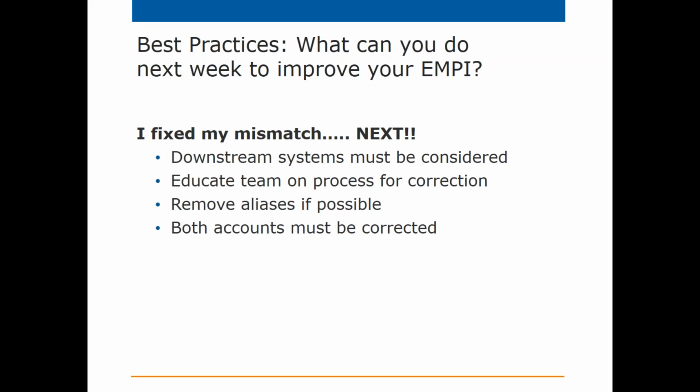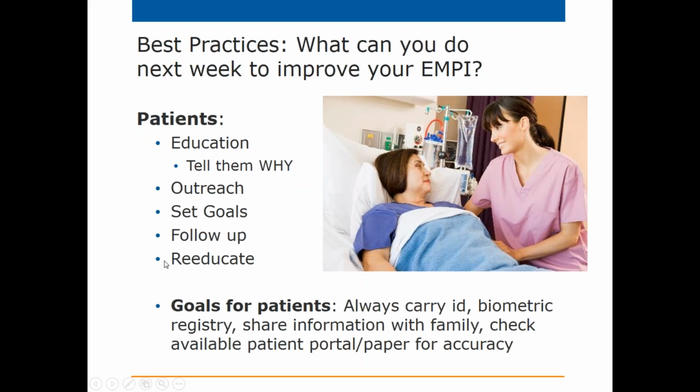Educate your team on the process for correction. Again, remove the aliases and make sure that both accounts, if they're not updated asynchronously, how those accounts get corrected. And you may have to update both of those accounts. Educate your patients, you know, tell them why you want the correct information so that you can provide the best care for them, so that you can match their records as they've gone through a continuum of care outside of your organization. Outreach, set the goals, follow up and re-educate, right?